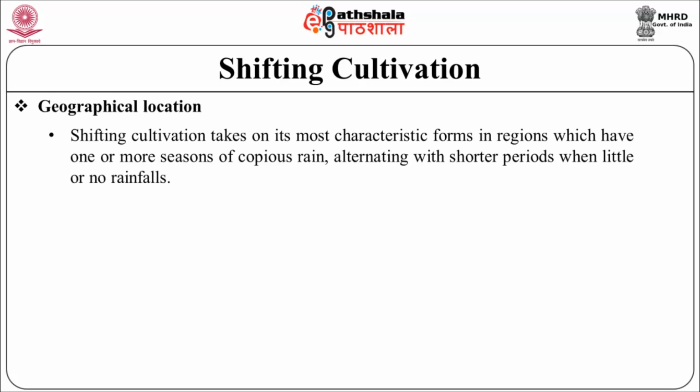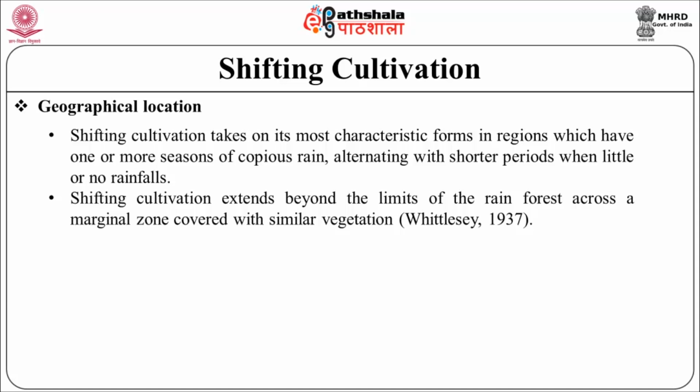Now, let us see how geographic location affects it. Shifting cultivation takes on its most characteristic form in regions which have one or more seasons of copious rain, alternating with shorter periods when there is little or no rainfall. In such places, relative humidity remains high throughout the dry season. In such a climate, the natural vegetation is rainforest.